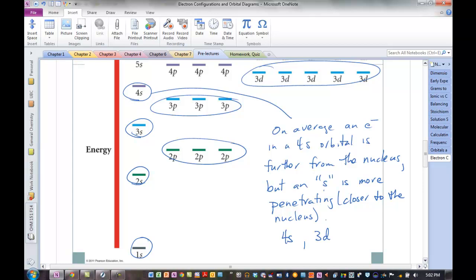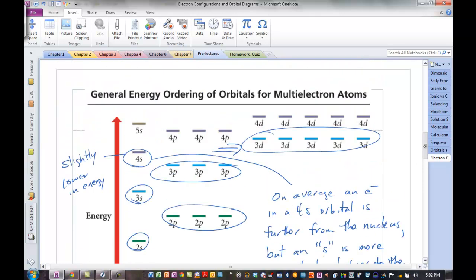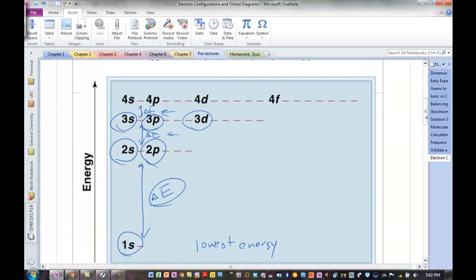So it turns out because of the greater penetrating nature, the ability to get closer to the nucleus, of an s electron compared to a d, the 4s electron is slightly lower in energy than the 3d. Okay? So this adds a little confusion. It'd be nice if we just went 1s, 2s, 2p, 3s, 3p, 3d, 4s, 4p, and so on, just like the order we started with here. It'd be nice if we just did that same simple order, but we don't.